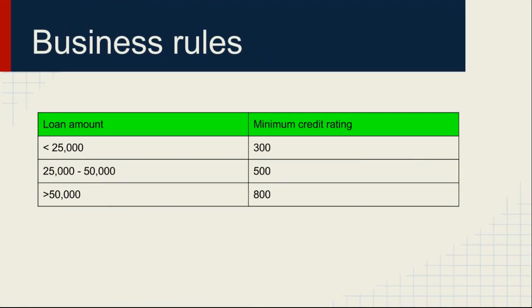Here's an example of some business rules. Let's pretend that we're a bank and we have some rules that determine whether or not we're going to approve a loan. So for a small loan, you need to have a minimum credit rating of 300. For a medium-sized loan, you need a minimum rating of 500. And for a large loan, you need a minimum rating of 800.